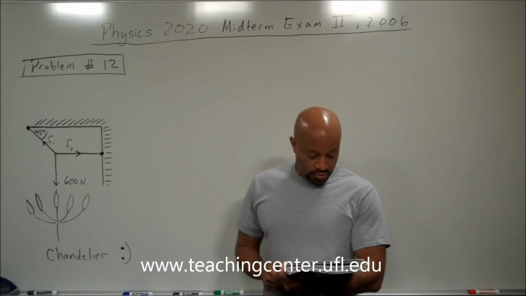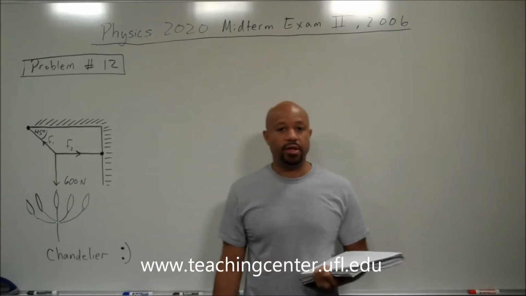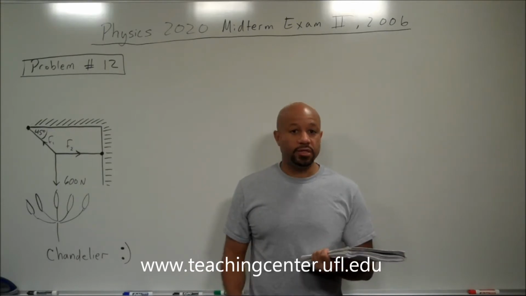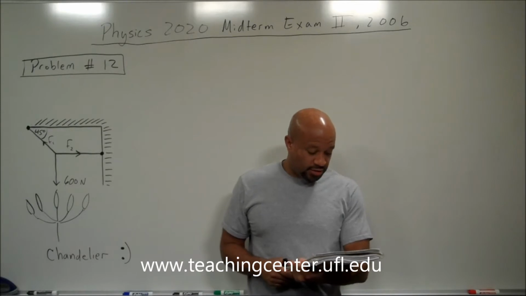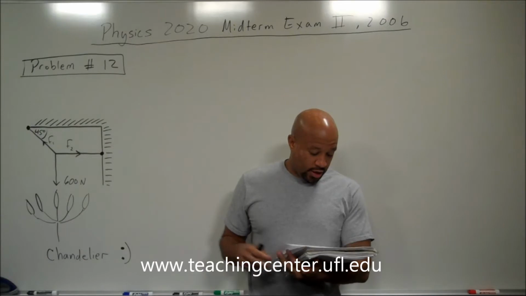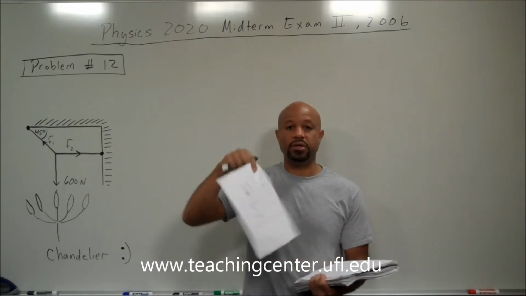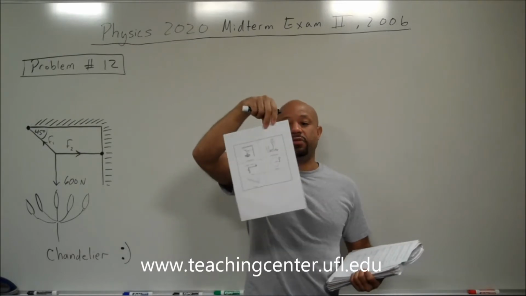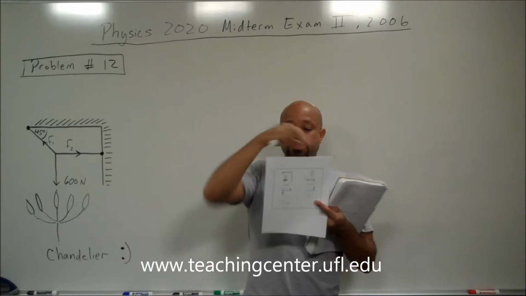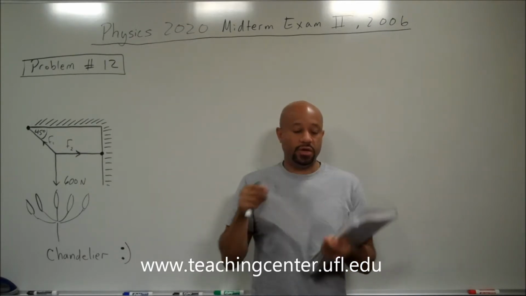Alright, so I'm going to work through problem 12 for Physics 2020 Midterm Exam 2, year 2006. This problem says, find the tension in two ropes shown in figure chandelier. I guess they're referring to the supplemental sheet that they gave with the exam, that has all the figures on it. So basically we're looking at this top left figure, which is the figure chandelier.